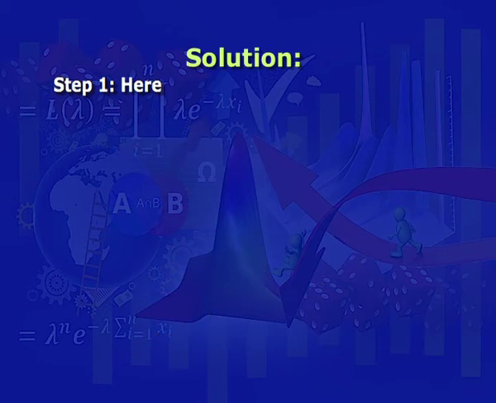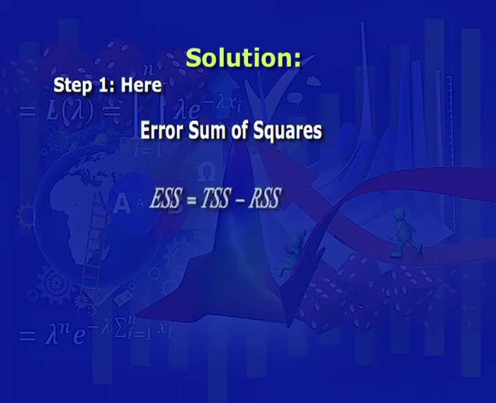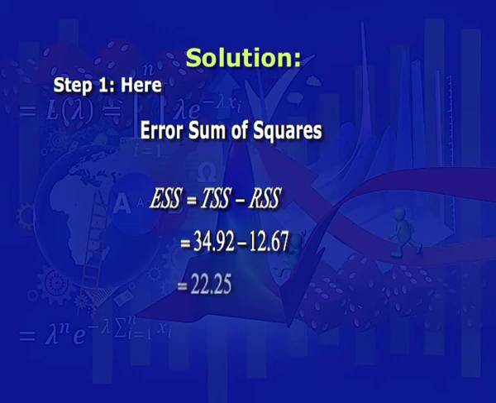12.67. Now lastly we calculate error sum of squares. So error sum of square equals total sum of square minus row sum of square. Substituting both the values, 34.92 minus 12.67, which becomes 22.25.